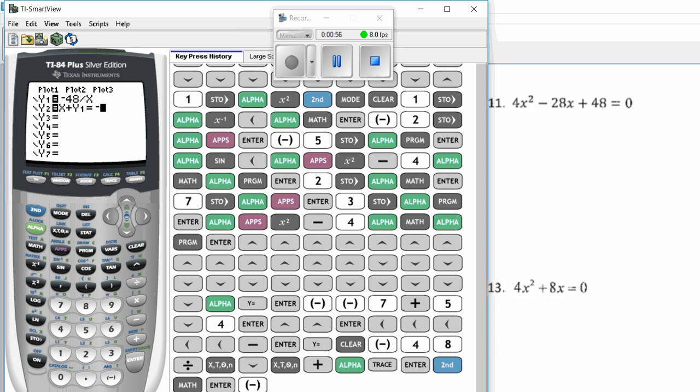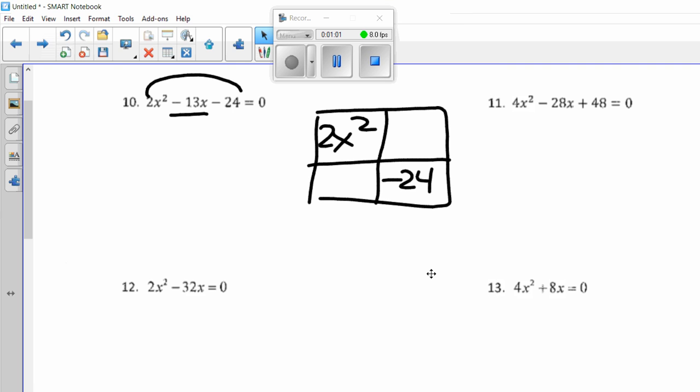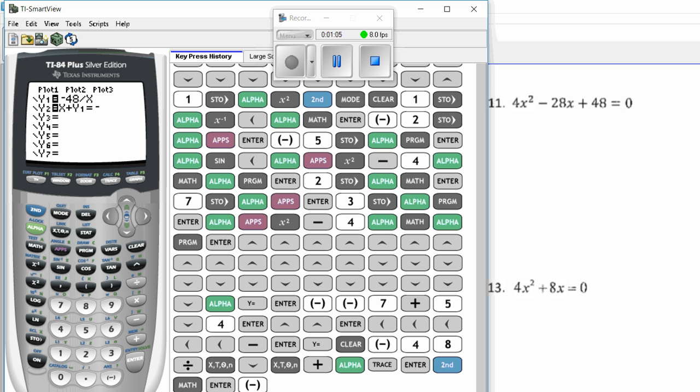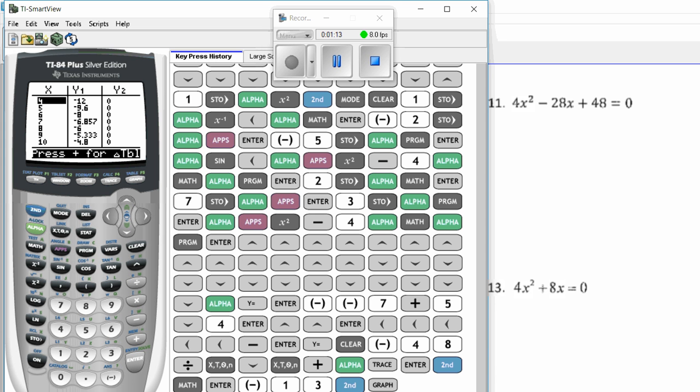Or no, negative, what was my middle term? My middle term was negative 13. So you need to add up to negative 13. Right, they always add up to b, the middle guy. So now I'll go second graph and look at my choices here. Look at my numbers. I'm looking for the one that makes it true.